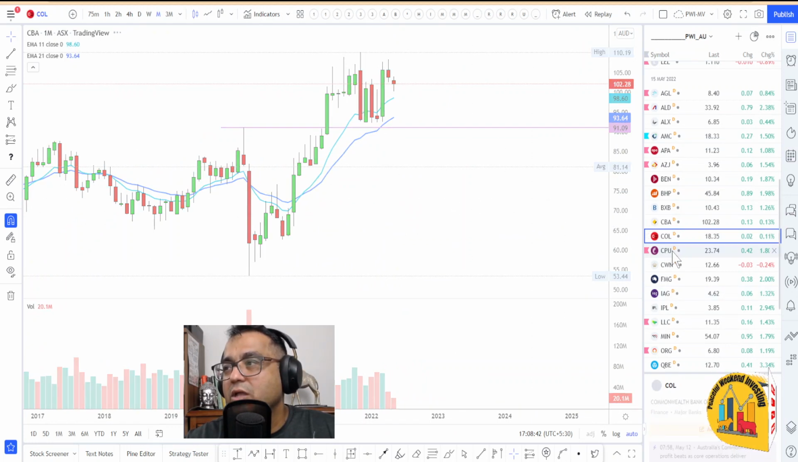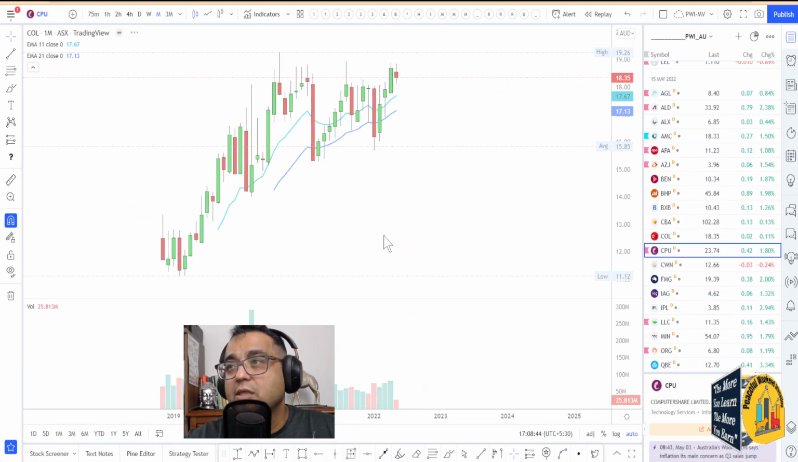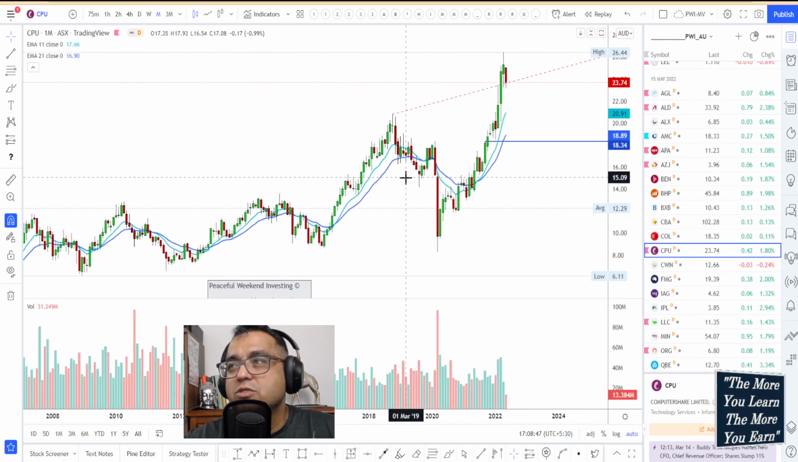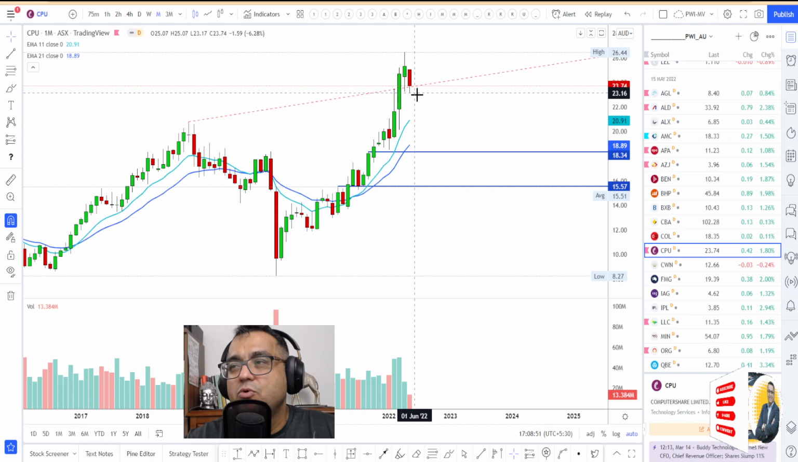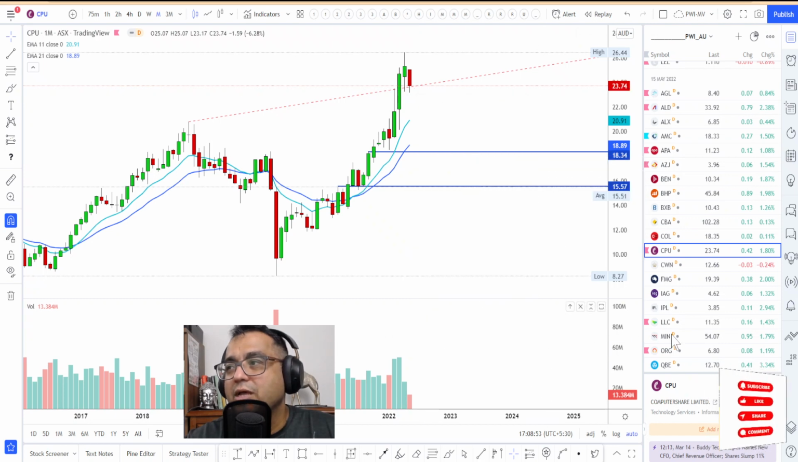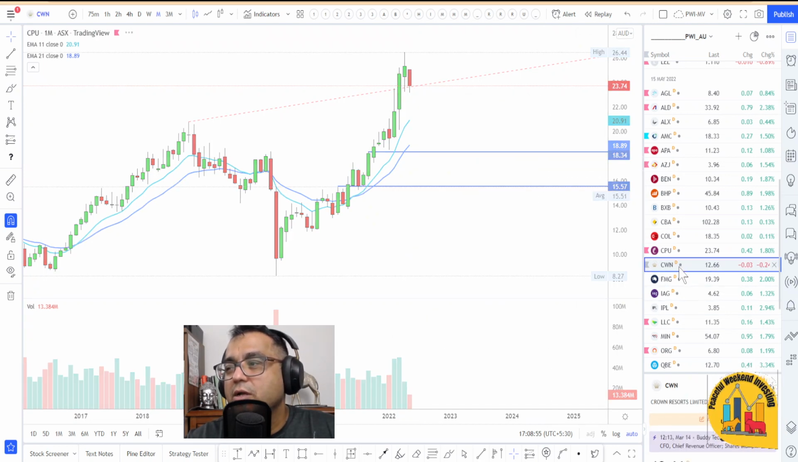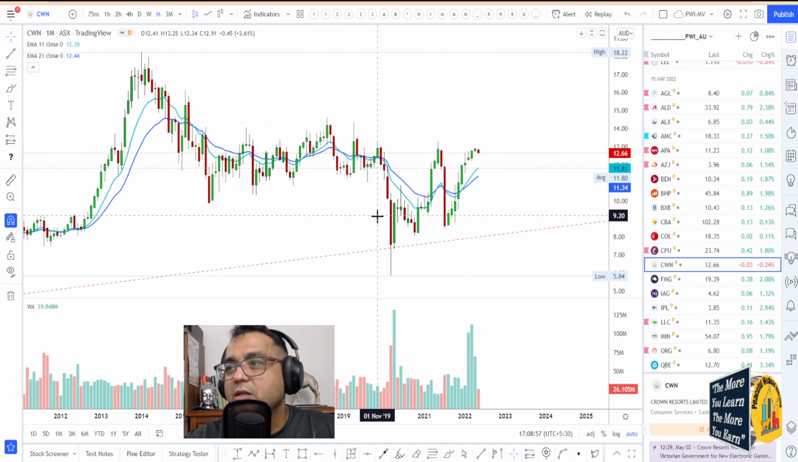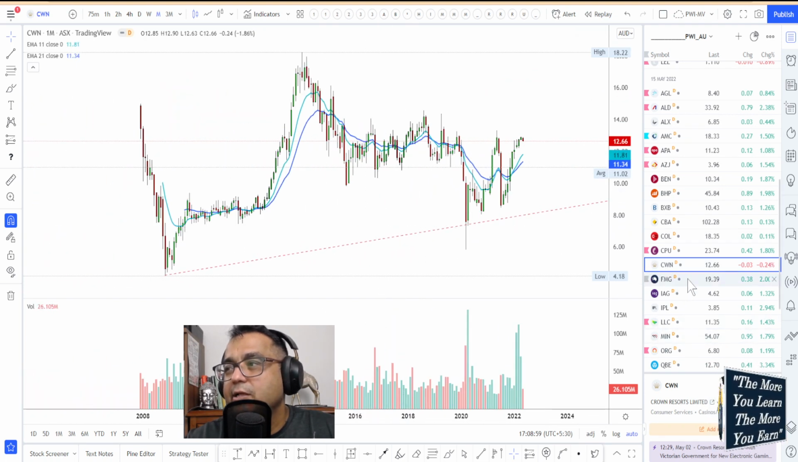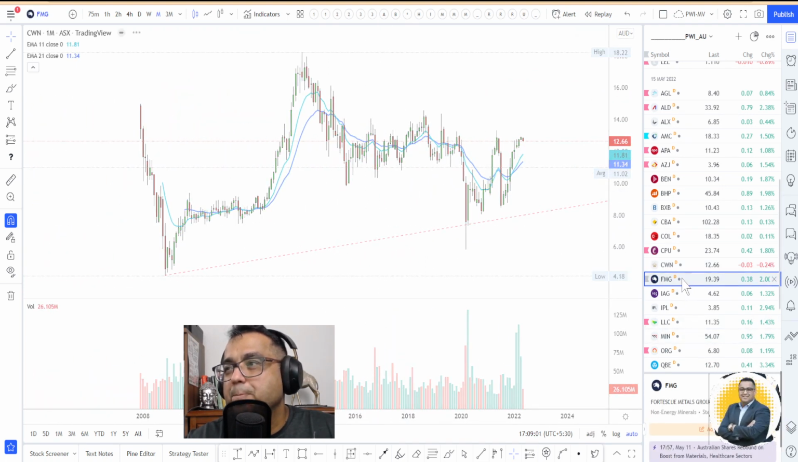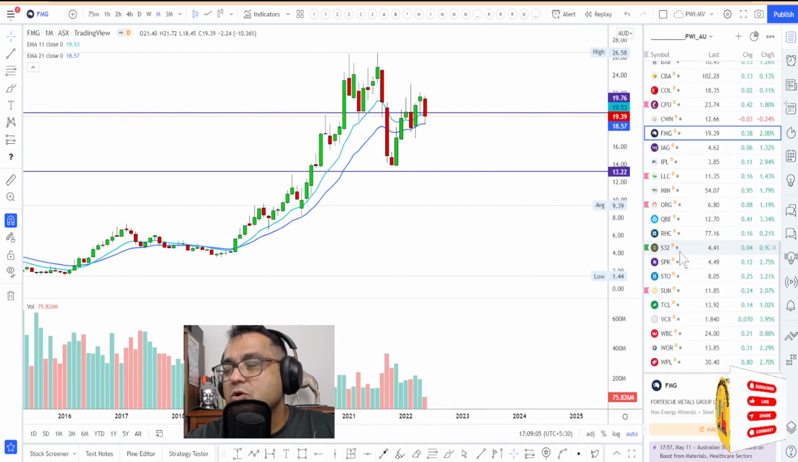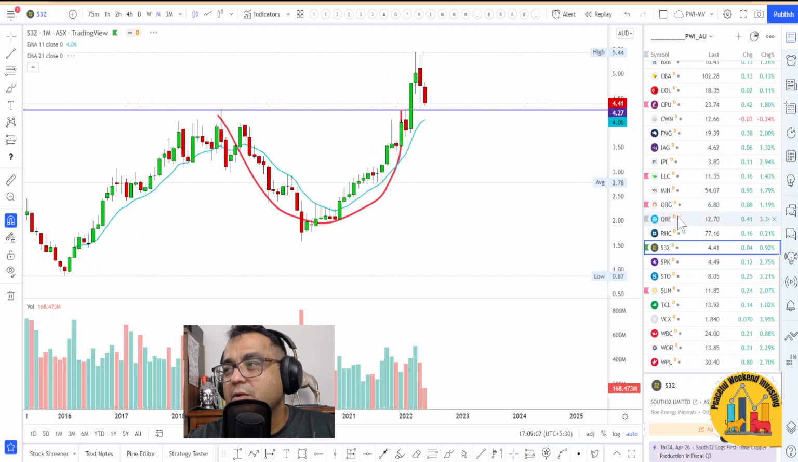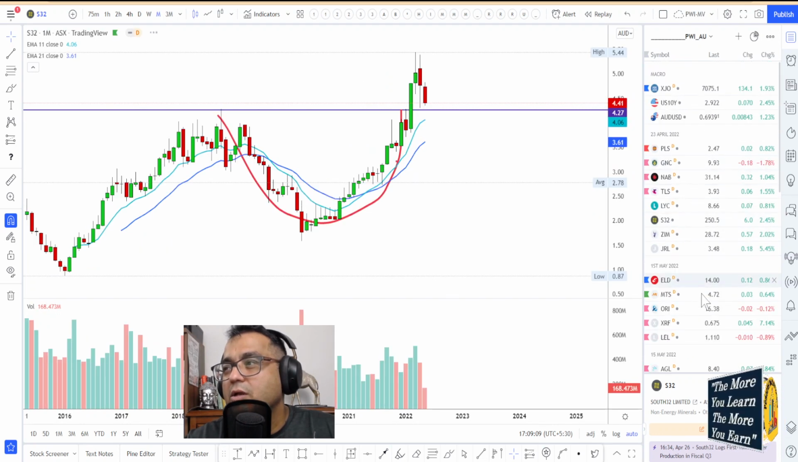CBA, again, it's looking good. CPU, which I think is in the midst of an acquisition. Again, this is the trend line and it is right now at support, so we have to wait and see what happens. Crown, I think this is Crown Resorts, been in the news of late. FMG, and it's also below. So yeah, some of the stocks, S32, I've discussed earlier as well. And look at these stocks.